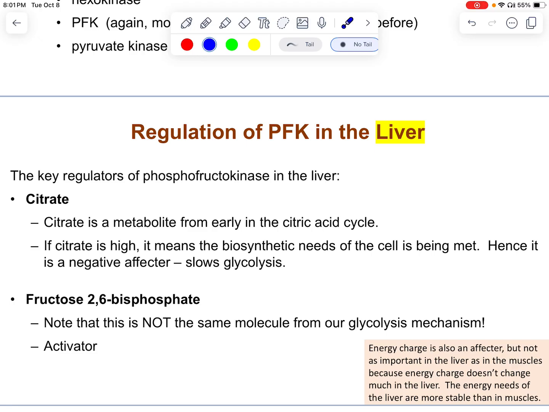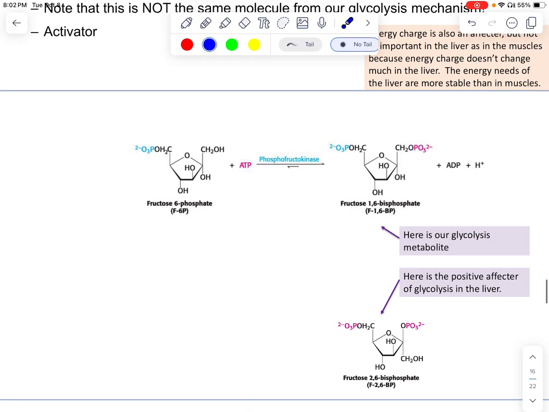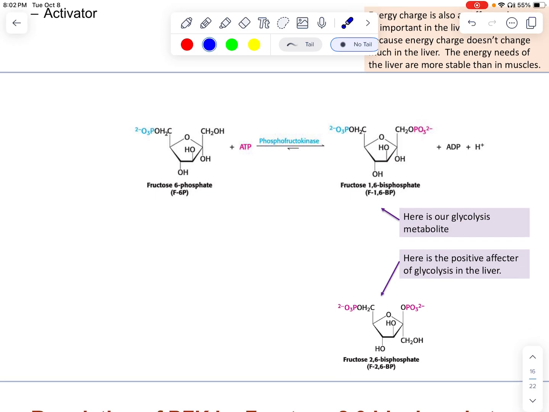Okay, let's come back to this picture. Here's that third step of our mechanism. We have fructose 6-phosphate reacting with ATP with our phosphofructokinase, PFK, to give us fructose 1,6-bisphosphate plus the ADP and proton. So here is the metabolite in our glycolysis. And then the positive effector is this fructose 2,6-bisphosphate.